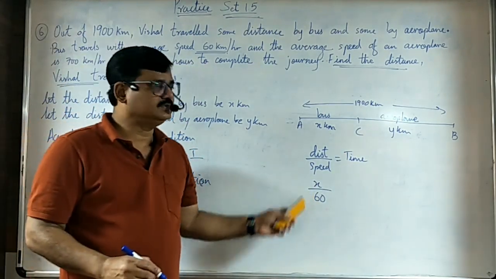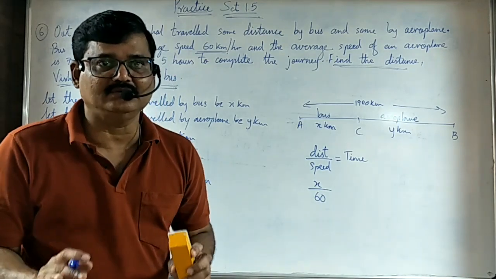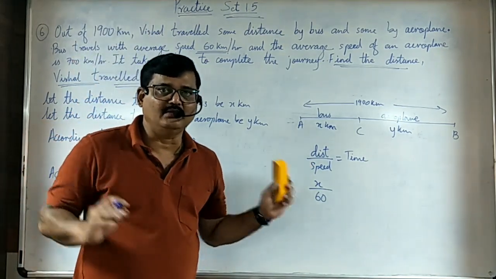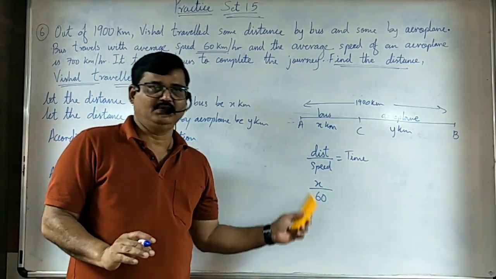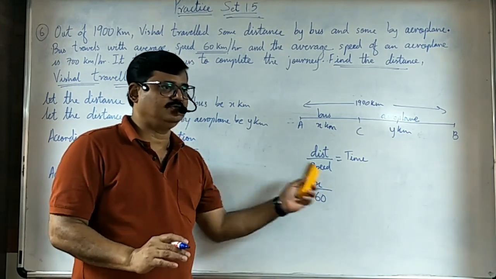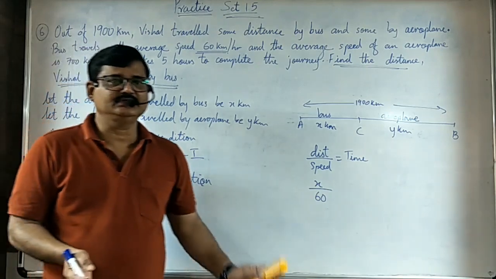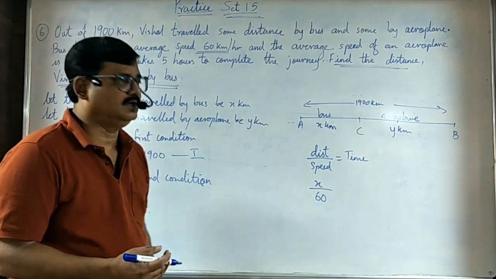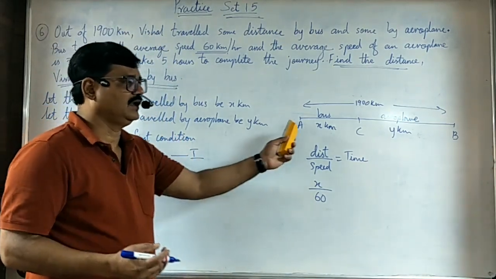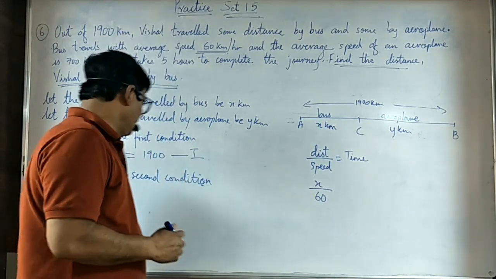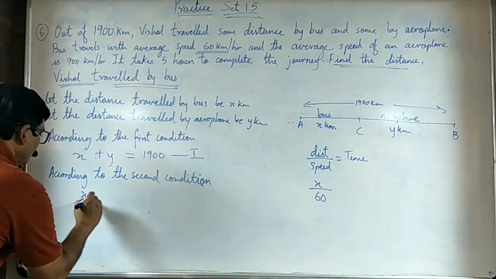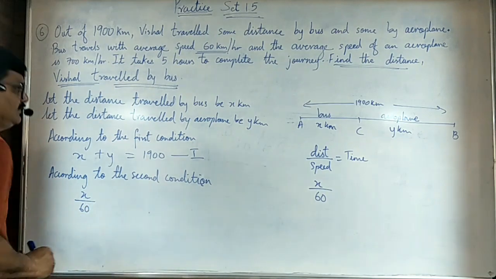That means x upon 60 is the time taken by Vishal to travel by bus. Because we cannot divide it at the time being, we have to get this over there, so that when you divide you will be getting the answer, the time. So x upon 60 is what? I got the time which is being taken by Vishal to travel by bus. So can I write it over here? x upon 60 is the time taken by the bus.